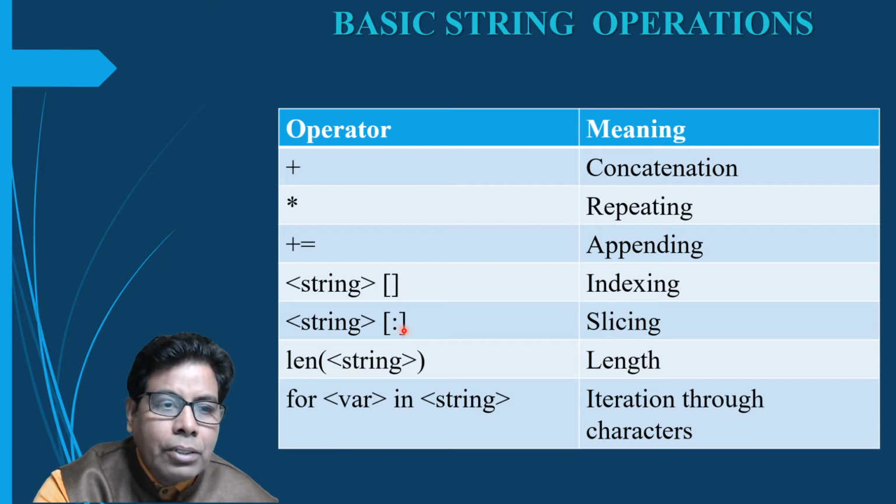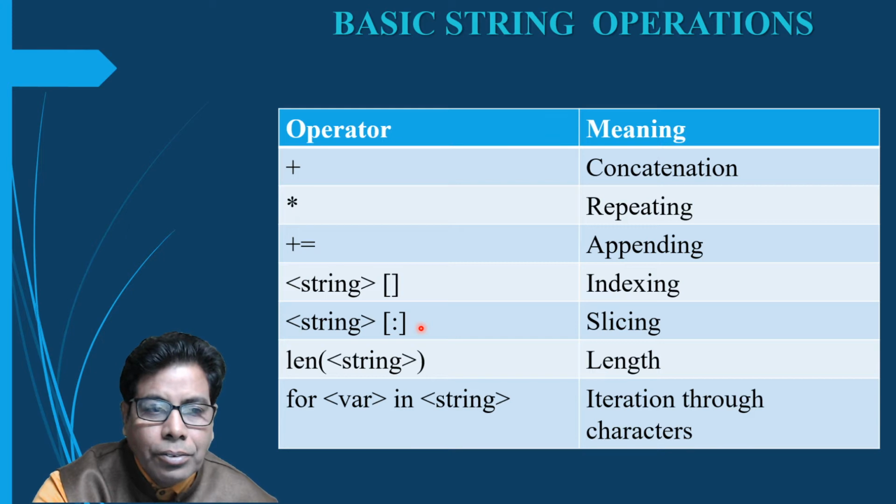So here we are going to give the start and end. On this side we put the start, on this side we put the end. So that is used for slicing. That means we are making the slices of the string. We are actually taking the substrings from the string. We can represent slicing. Then len, this will give us the length of the string.